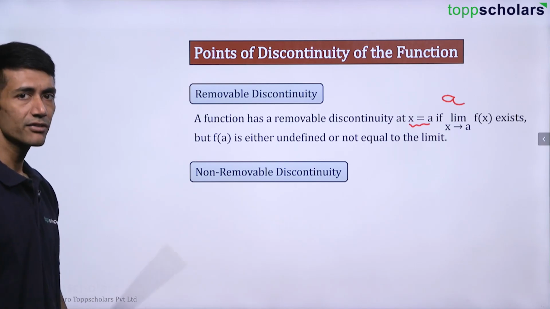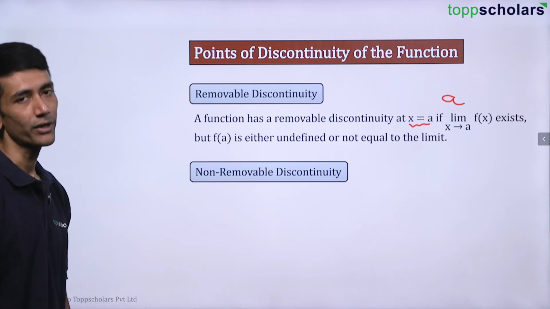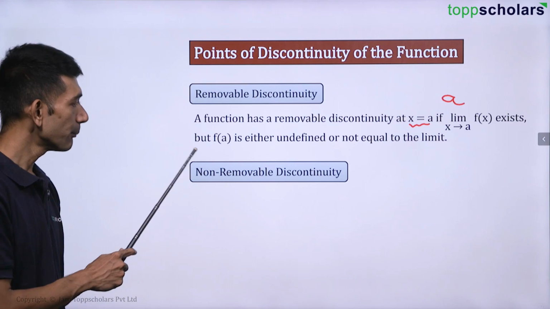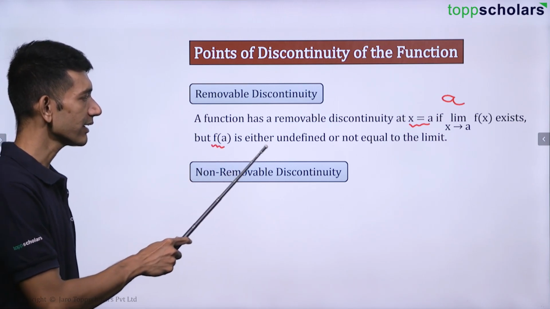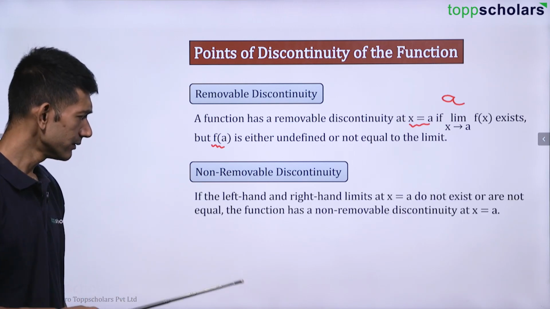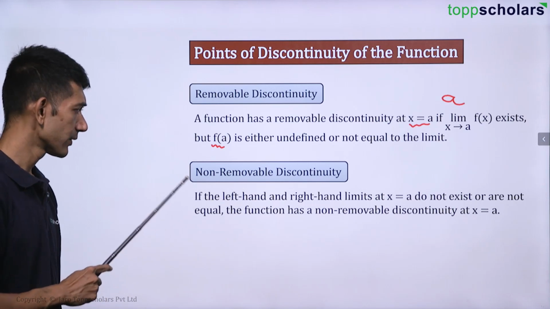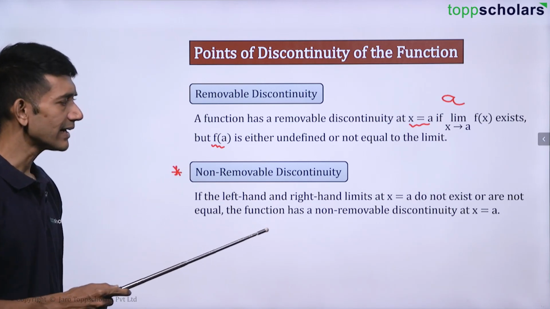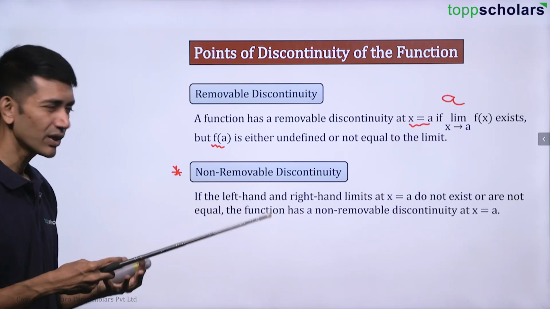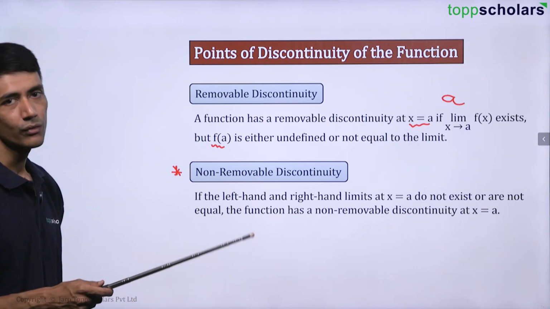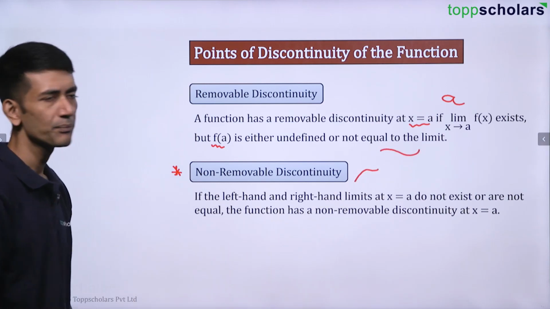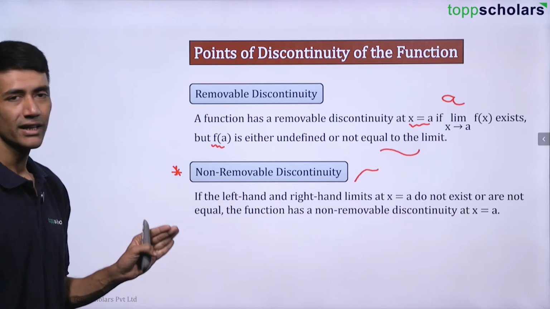The limit as x tends to a of f(x) should exist. That means it should not be not defined. You should have some value for the limit as x tends to a of f(x). But f(a) is either undefined or not equal to the limit. Let us try to understand that. Here is the left hand limit and the right hand limit. Now understand this very carefully. If the left hand limit and the right hand limit do not exist or they are not equal, then you cannot remove the discontinuity. That means if the graph looks something like this, left hand limit is like this, right hand limit is like this, you cannot remove the discontinuity of this.